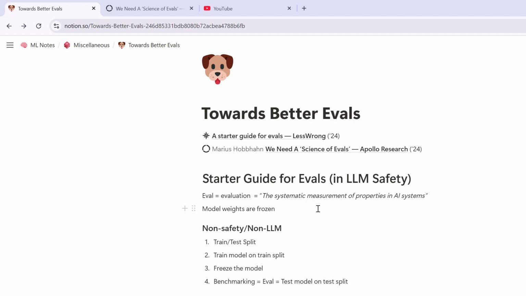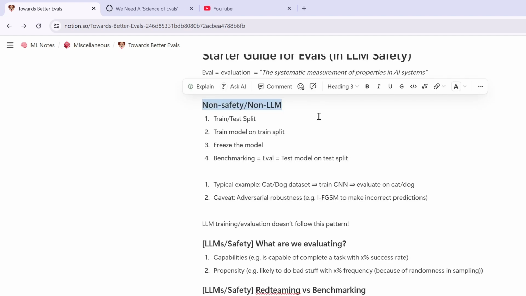And also in my definition of this, and I think a fairly standard definition, the model weights in your evaluation are frozen. And so you're not doing any training or anything. You just have some fixed model and you want to do something with it. And I think an important distinction is that for non-safety and non-large language model related machine learning research, the flavor of evaluations is fairly different.